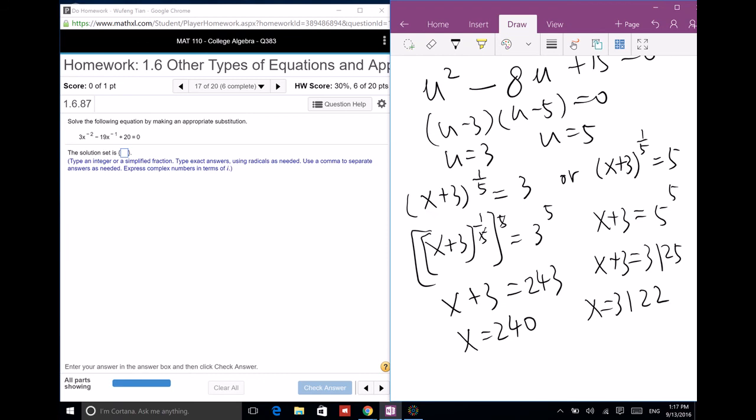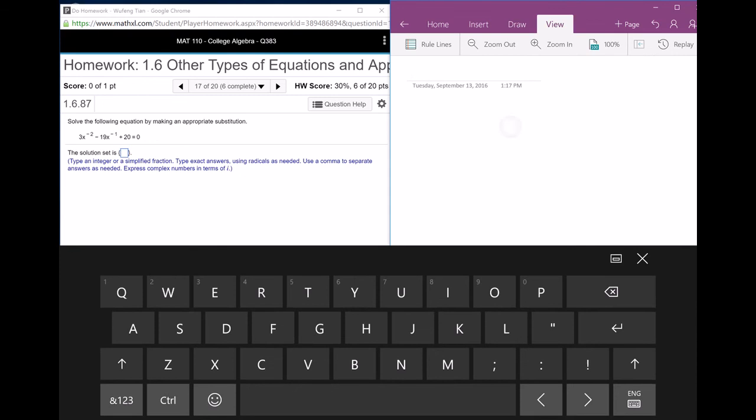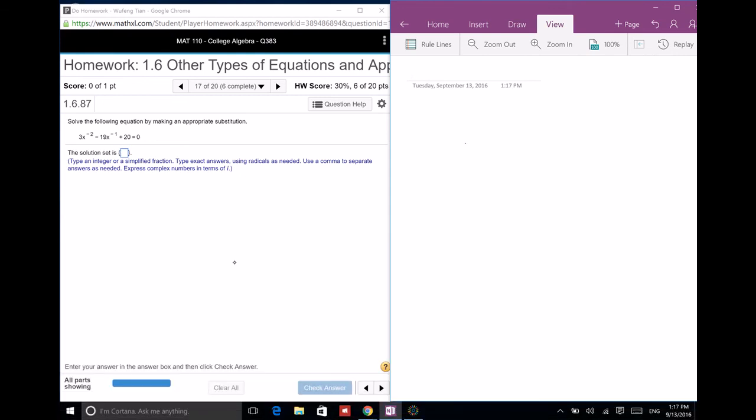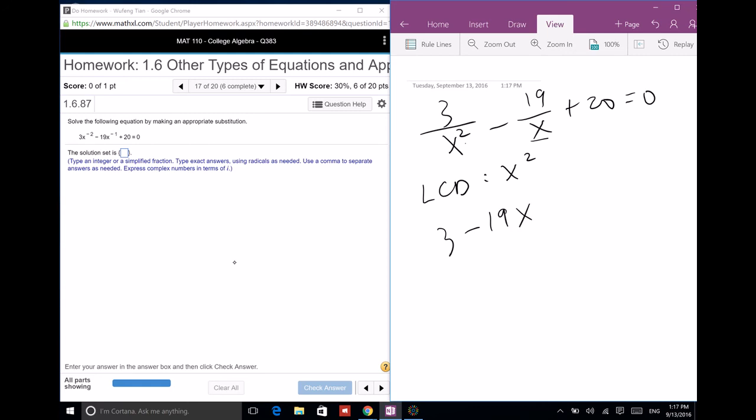Okay, the next one would be the same idea. This is 3x to a negative power, so it's 3 over x squared minus 19 over x. You don't have to use substitution, just multiply everything by x squared. The LCD is x squared, so it's 3 minus 19x plus 20x squared equals 0, so it's a quadratic equation.